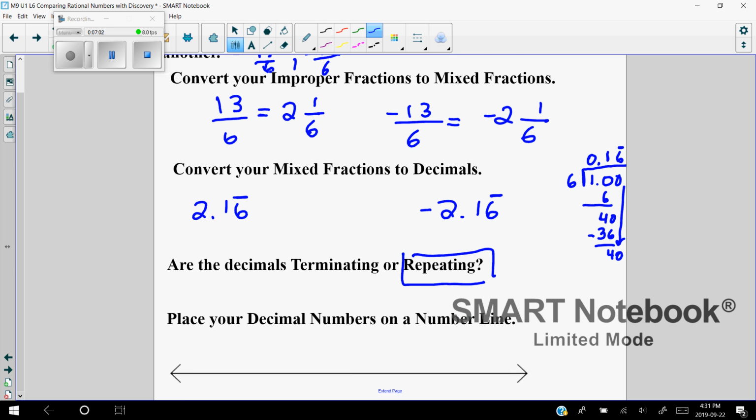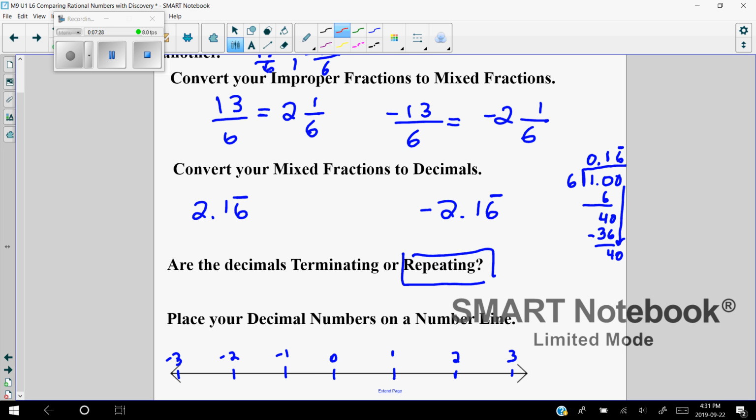Okay, here's my number line, and now I have to place them. I'm going to start again with 0 in the middle. And then I'm going to put 1, 2, and 3. And on the other side, I'm going to put -1, -2, and -3. Okay, now that I have those labeled, I need to plot my points.